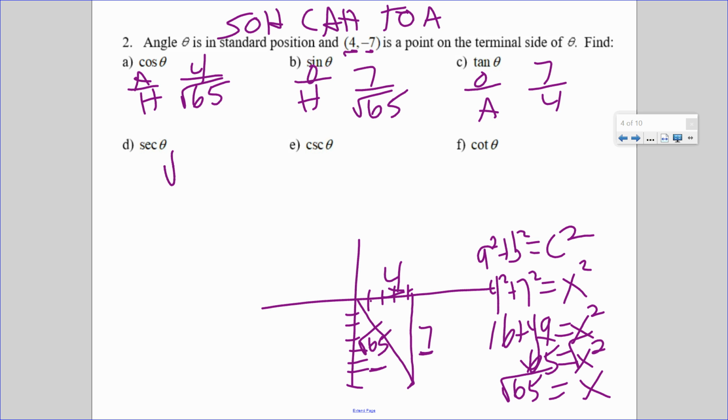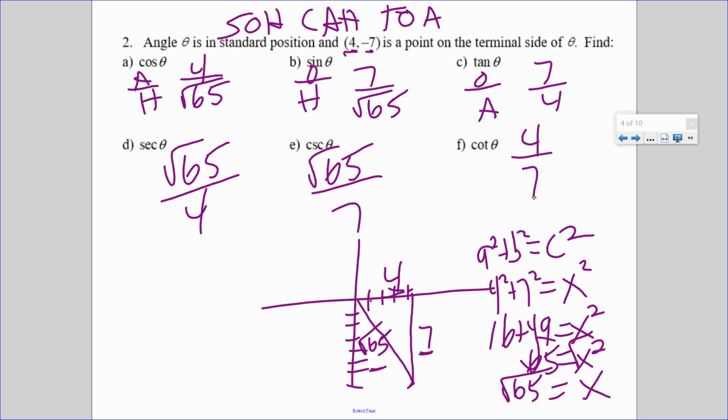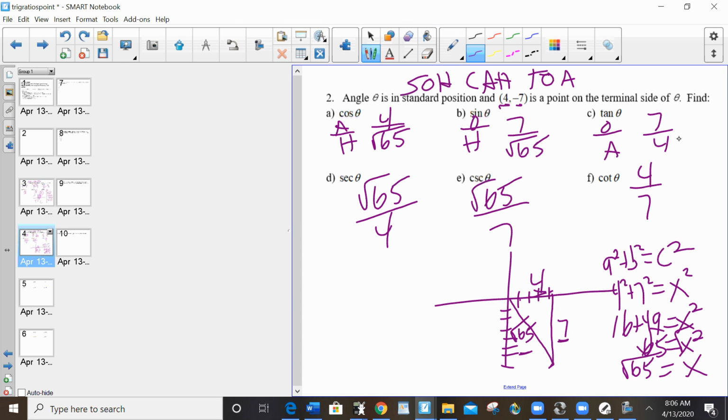The reciprocals, I just do the reciprocal. The reciprocal of cosine is secant. The reciprocal of sine is cosecant. And the reciprocal of tan is cotan. Now, that's great and all, but four of these answers are wrong.